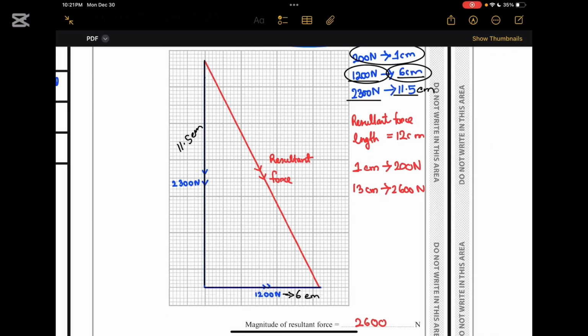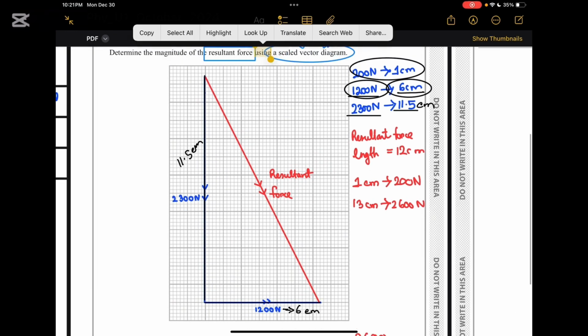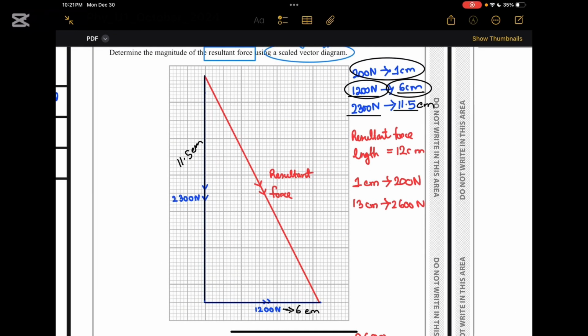And after drawing the two, we have to draw a line like this. This is the resultant force line, and we have to calculate the length of this line using our scale. When I measured that length using my scale, I figured out that this length comes as 13 centimeter. As we have taken 1 centimeter as 200 Newton, I multiplied this 13 with 200 and I got 2600 Newton, which is my resultant force.